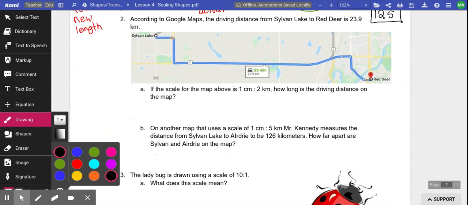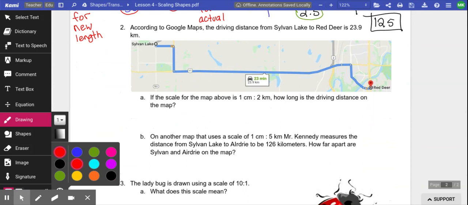So if we look at this right here, we have, according to Google Maps, the driving distance from Sylvan to Red Deer is 23.9 kilometers. If the scale for the map above is 1 centimeter to 2 kilometers, how long is the driving distance on the map? Okay. We know the actual distance equals 23.9. We want to know the new distance on that map. So if I was actually to measure on that map how long that is in centimeters.